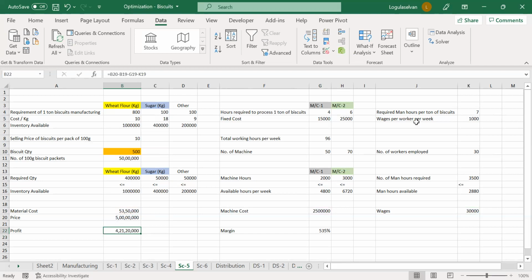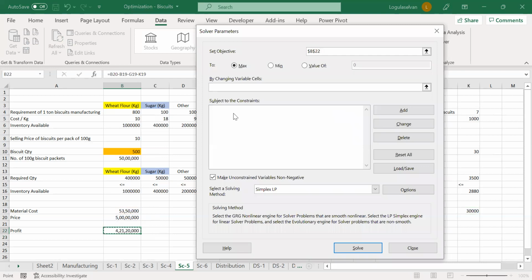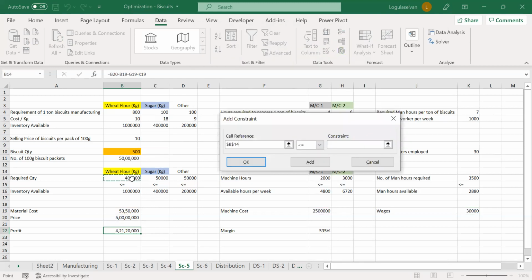Now, further moving ahead, we are going to use Excel solver. Our objective is very simple: maximizing the profit. Here in this case, again, the biscuit quantity is the variable. The constraints are simple, like last time. The quantity required to manufacture each ingredient should be less than or equal to the available inventory, the first constraint.